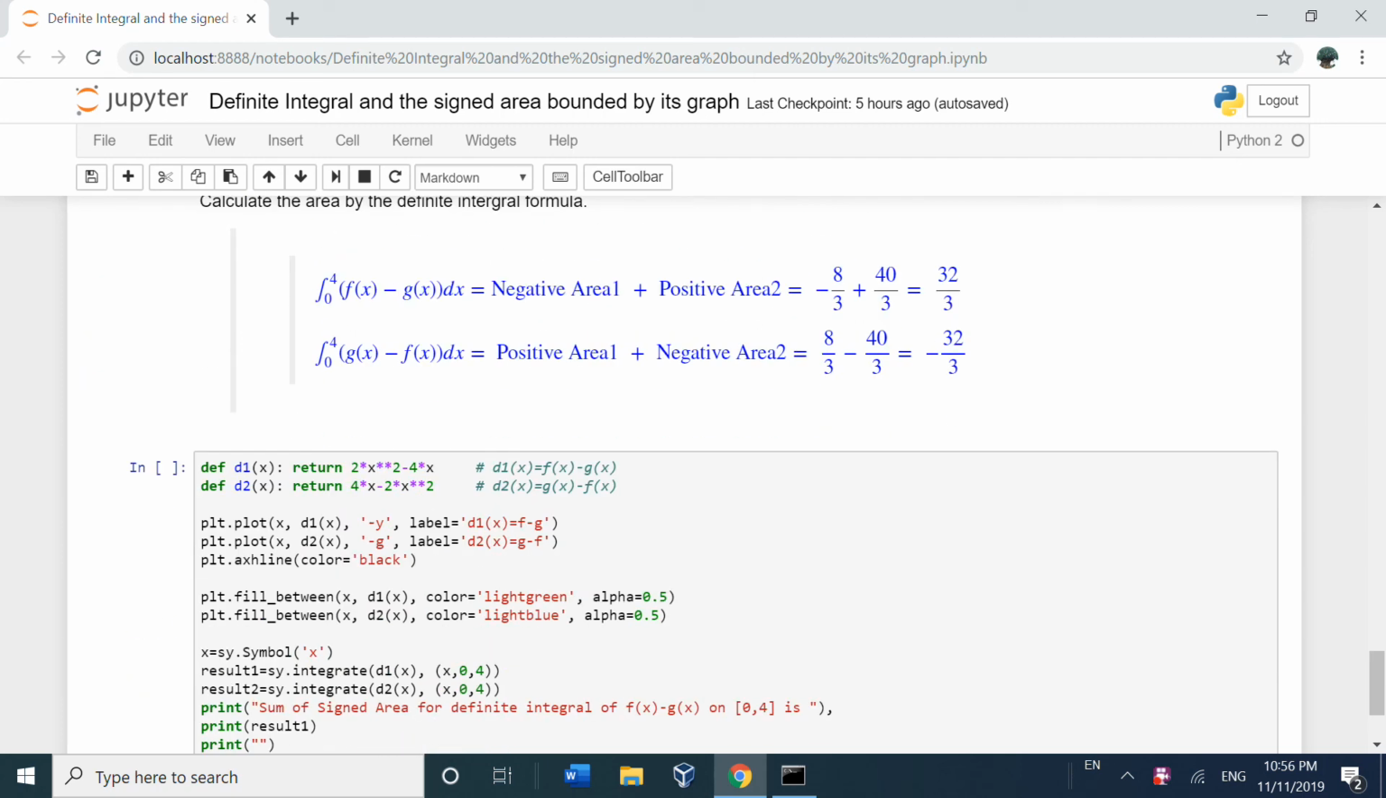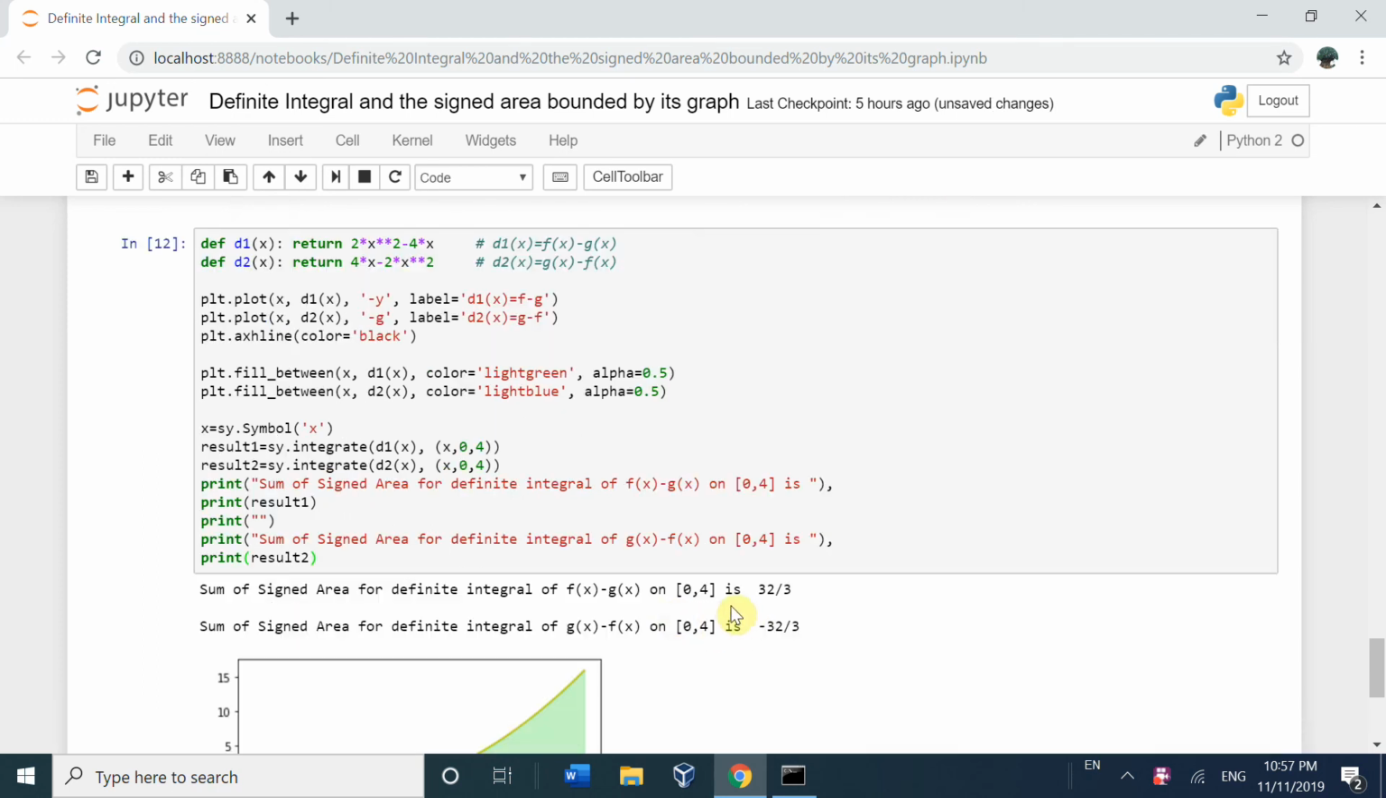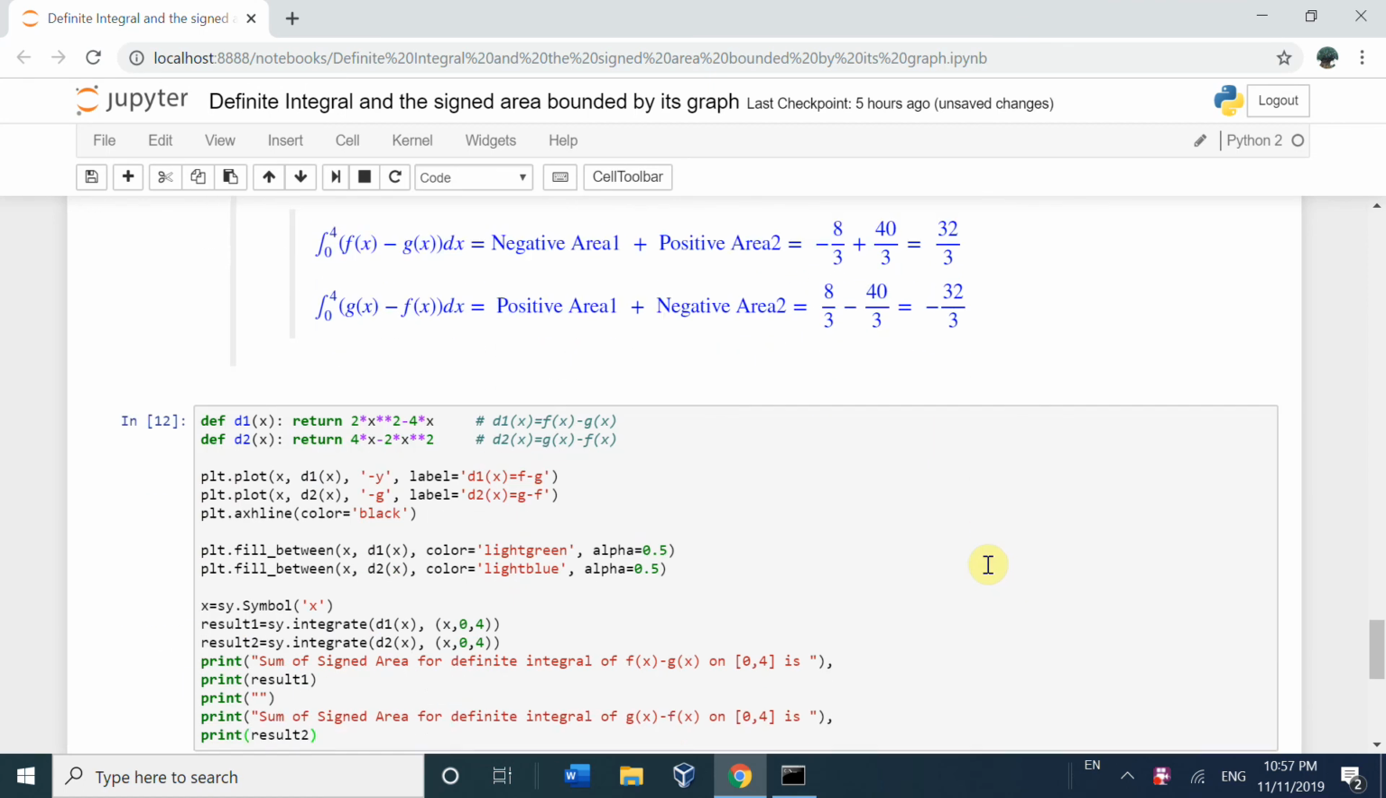Now we could prove it with the Python code. Define these two difference functions. D1 is f minus g, D2 is g minus f. Then we plot those two new functions, representing the difference of the two functions. Plot the x-axis and let's shade the area bounded by d1 of x and the x-axis. Another is bounded by d2 of x and the x-axis. See, we get the answer matches what we just got manually. So 32/3, and another is negative.